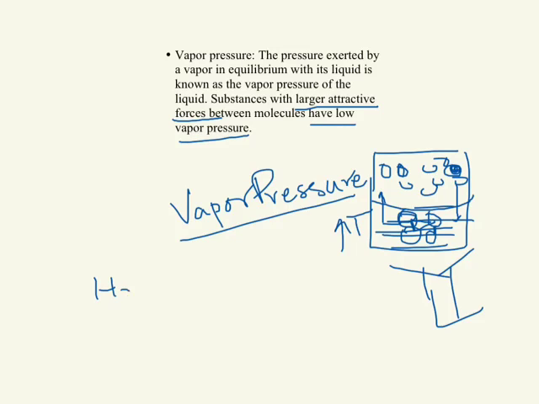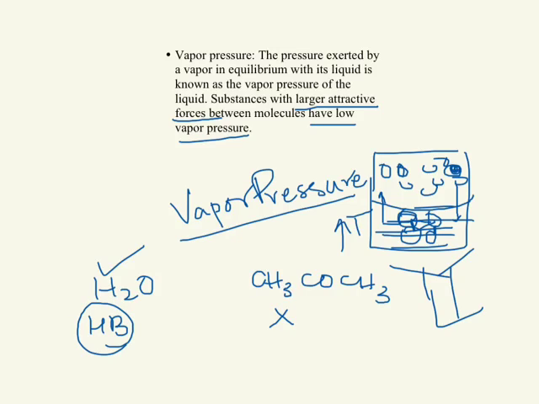So again, if we take the example from the last slide, water and acetone, water has hydrogen bonding while there is no hydrogen bonding in acetone. So which one is going to have the lower vapor pressure? Water is going to have lower vapor pressure, because the presence of the strongest intermolecular force will inhibit the formation of vapors.